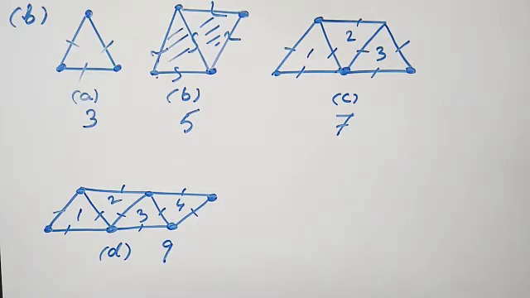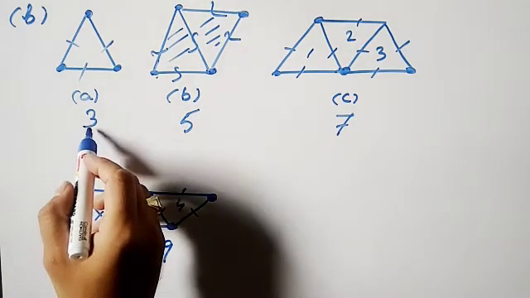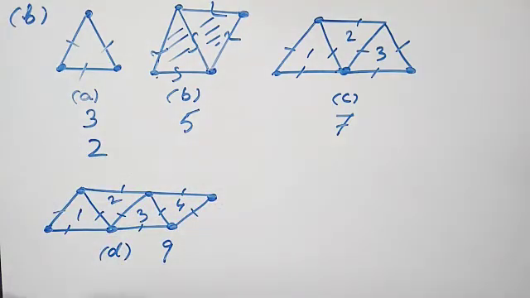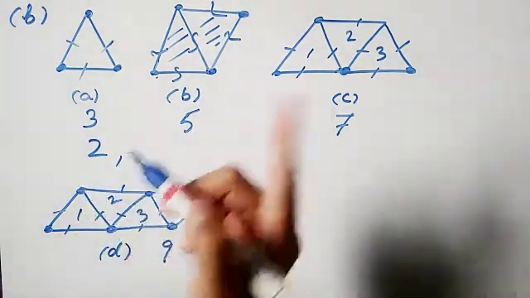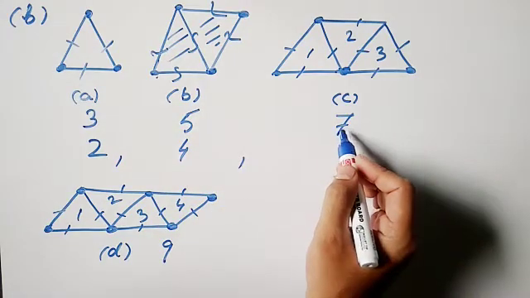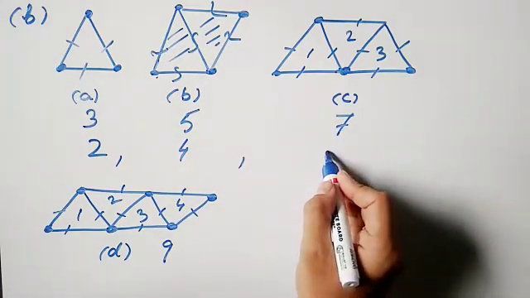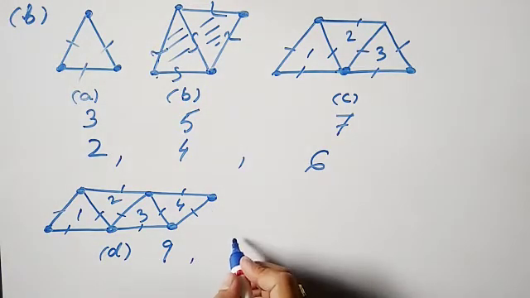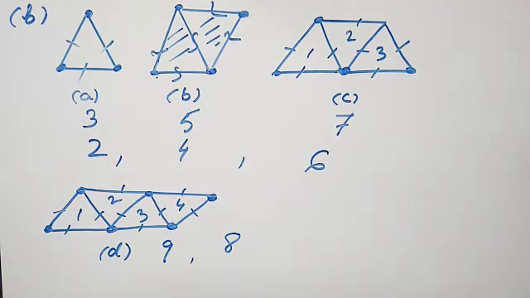So like in question number A, if you remove one vertical stick from the end, then what do we get? Instead of 3, if we remove one vertical stick from the end, we will get 2, right? Then this 5, if we remove one matchstick, we will get 4. From 7, if we remove one matchstick, we will get, yes, 6. And from 9, if we remove one matchstick, then we will get 8, right?